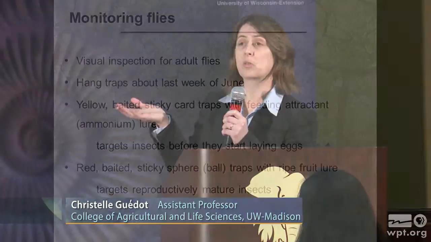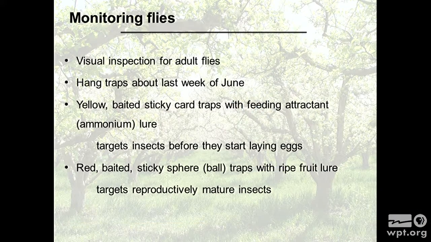So when it comes to monitoring the flies, you can do visual inspection. Those flies are pretty conspicuous, and I didn't put up the slide where you have the wing patterns, but it's kind of that W or F pattern that you can see on the wings, the black pattern. So you can look for the flies, but then you can hang traps, right?